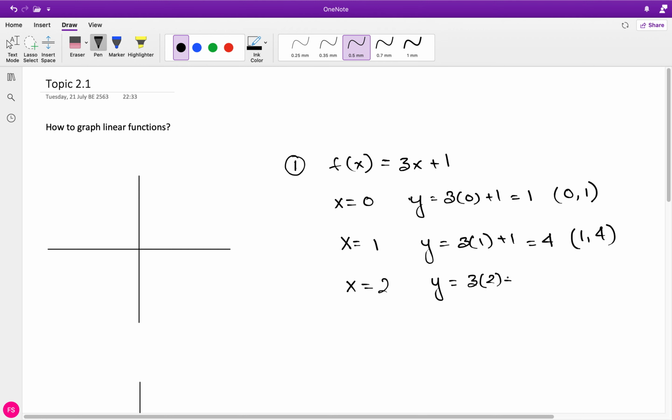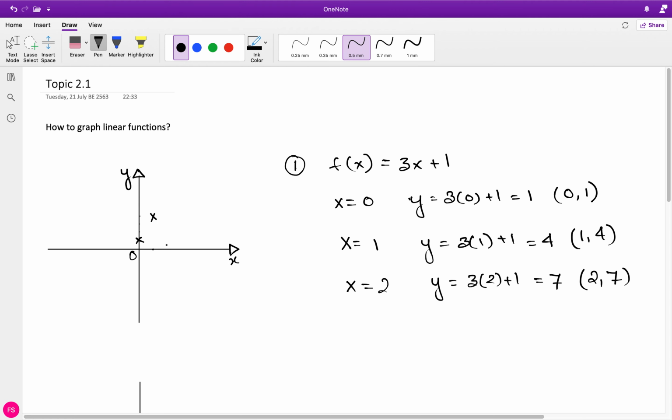So this is my x-axis, this is my y-axis, this is the origin, and the first point is 0 and 1. So when your x is 0, your y is 1. Let's say this is 1. Then when your x is 1, your y is 4. So 1, 2, 3, 4. Okay, so this is my second point.